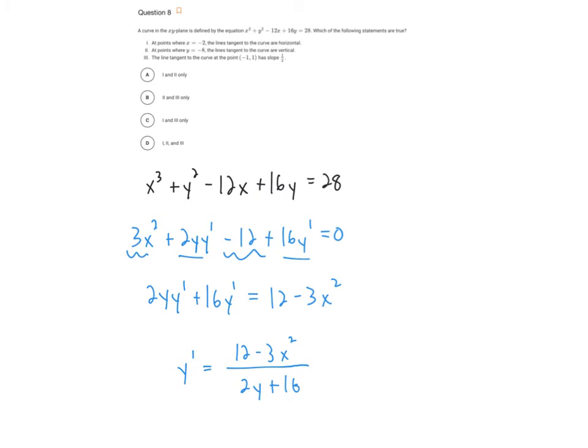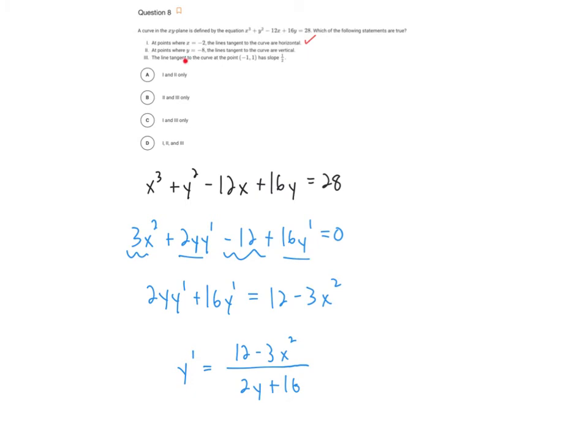The fact that this is in terms of x and y. Oh, actually, now that I think about it, they say the point at which x equals -2, the tangent's horizontal. That's actually true. Since we're dealing with a fraction, this whole thing is 0 when the top is 0. And you can see when x is -2, the top is 0. So that is a horizontal tangent. Okay, so the first one checks out.